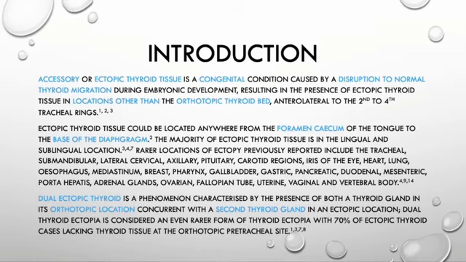There's also a subcategory of ectopic thyroid known as dual ectopic thyroid, which is a phenomenon whereby there's the presence of both a normal orthotopic thyroid gland as well as another fully formed second thyroid gland in an ectopic location. This is considered a much rarer form of thyroid ectopia, where 70% of ectopic thyroid cases lack thyroid tissue at the orthotopic pretracheal site.